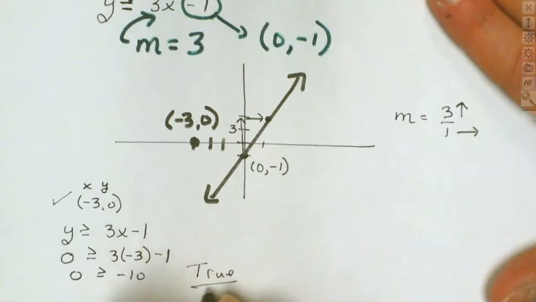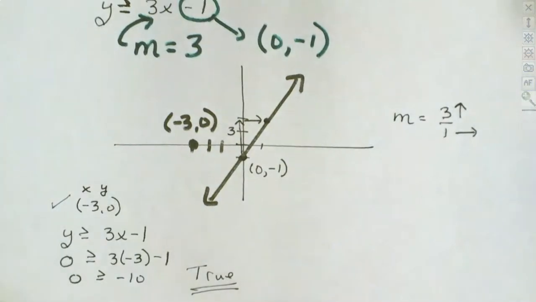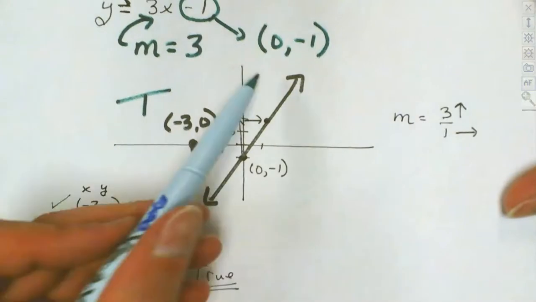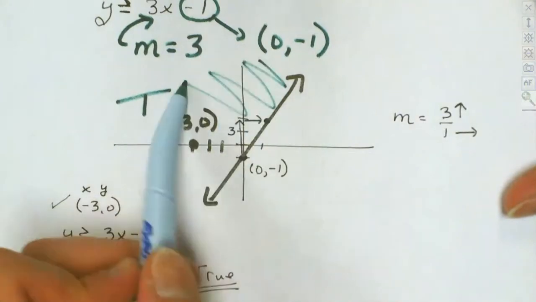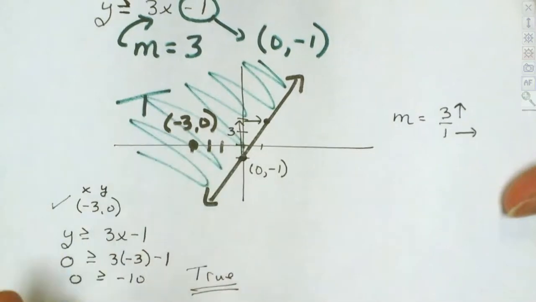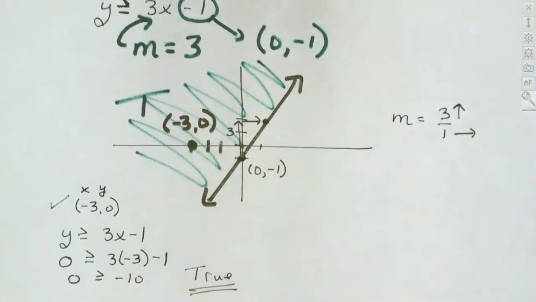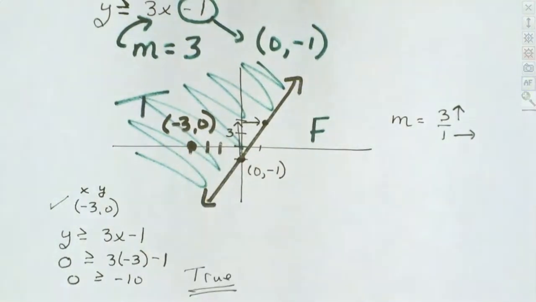Now, what this does is this tells you which half you're going to shade on. So -3, 0 was true. So that means this half is true, and the line separates the two regions. So since that was true, we're going to shade above the line like that. If it was false, we would shade down here, because this half is true, and this half must be false, and we shade the true half.